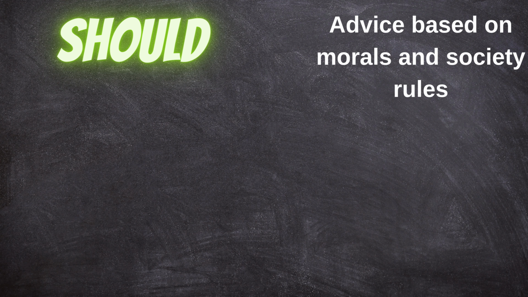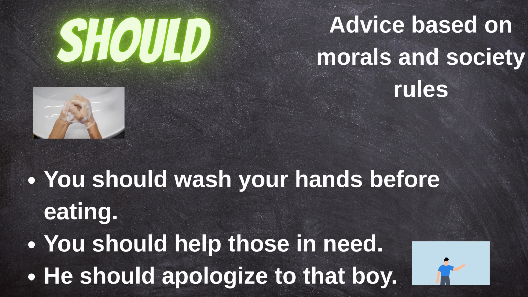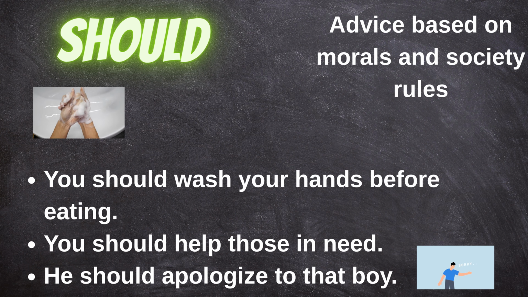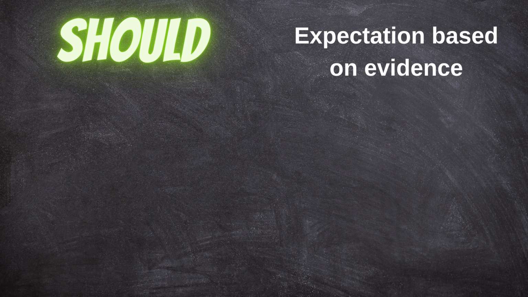Now, we can also use it to talk about what is morally correct, like you should wash your hands before eating, you should help those in need, he should apologize to that boy. Finally, we can also use it to talk about the future, more as an expectation or probability based on present logic, just like the sentence.